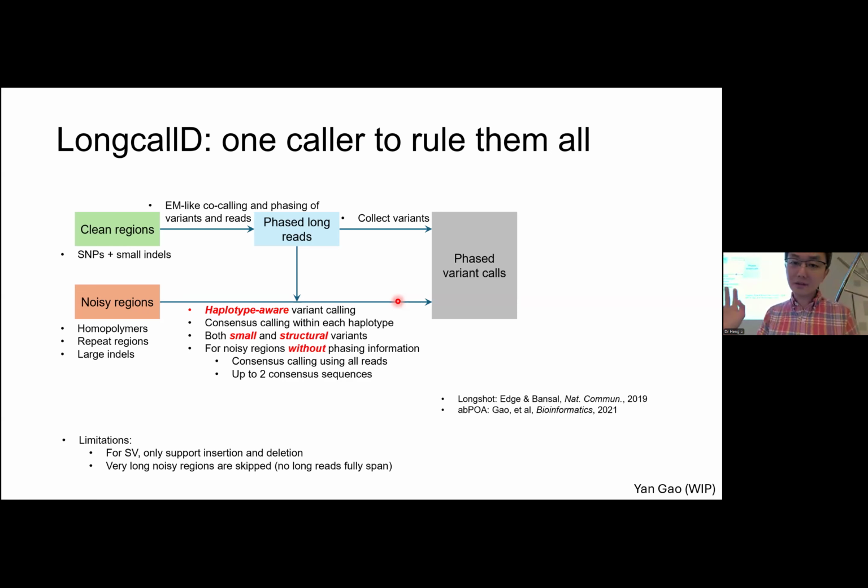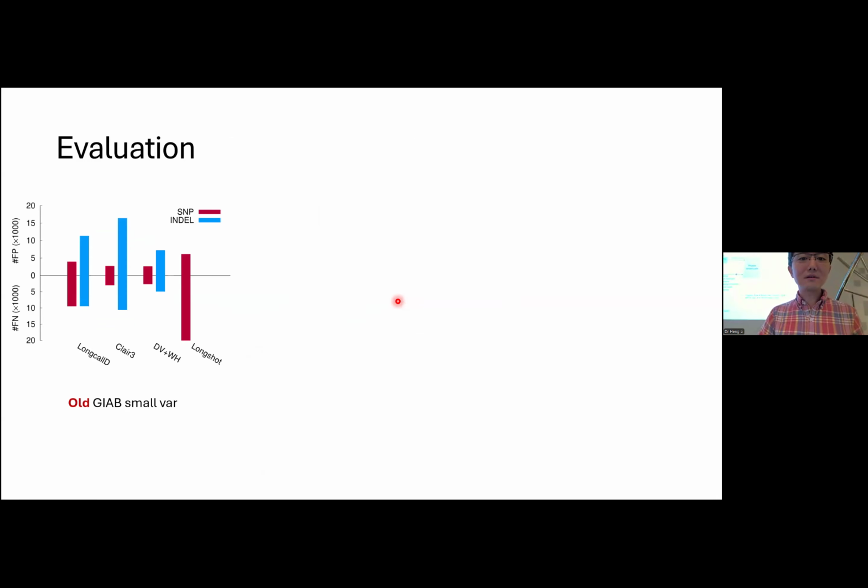The idea is not new, but we do need better implementation. And overall, that just shows one example. Overall, this is evaluation. And on the old Genome in a Bottle benchmark, it's actually okay. Here, on the top, upwards, this shows the number of false positive SNPs, and the SNPs was enough. And below the line, there's a number of false negative calls.